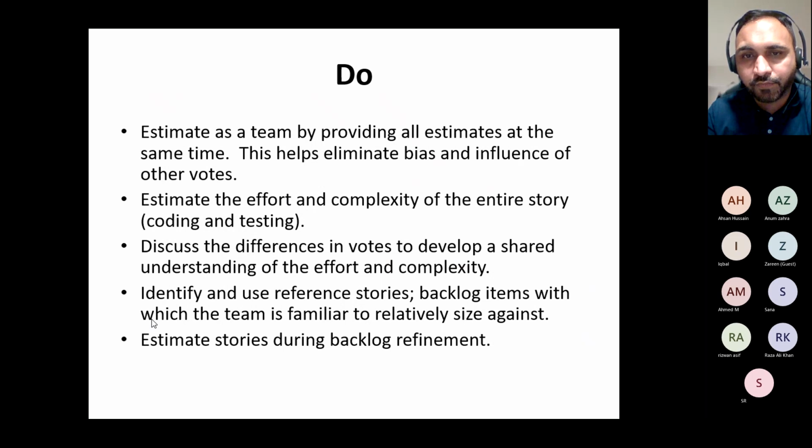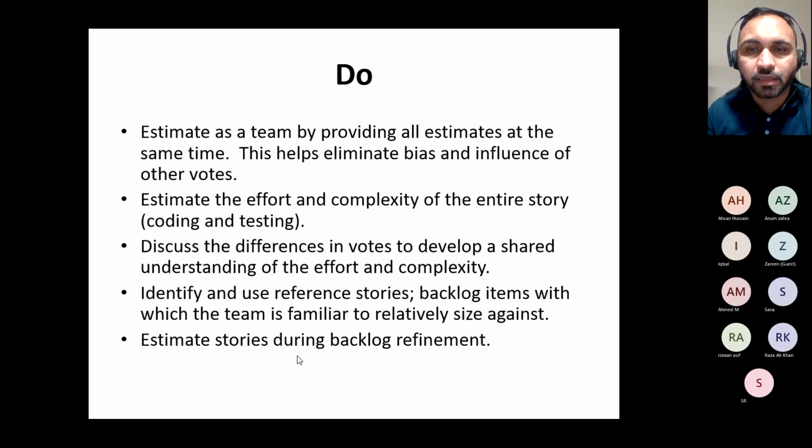Identify and use reference stories. Hey, we worked on this similar type of story in the previous sprints. That was 5 points, but we ended up with only 3 points. So do you guys think it could be only 3 this time as well, since we have already worked on a similar type of story? Remember relative sizing: backlog items are sized relative to items the team is familiar with. Size and estimate are both the same words.